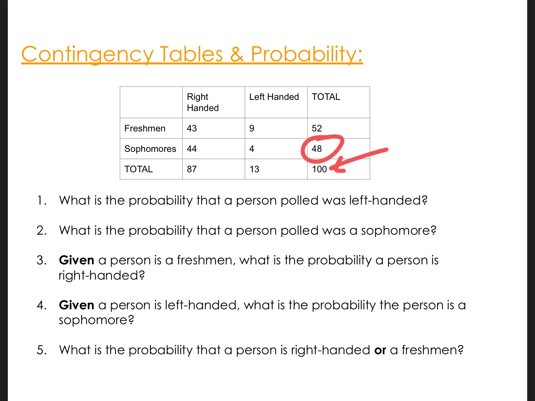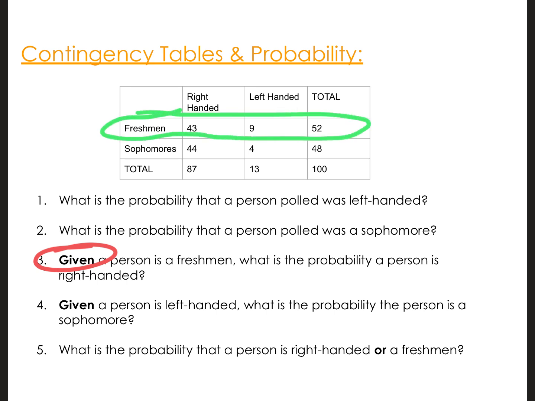Sophomores is 48 out of a total of 100. But as soon as they say "given," watch out. Pay attention to this now, because it's not out of 100 anymore. When they say "given," this is called a conditional probability. On the condition that a person has to be a freshman, what that means is you narrow it down and circle just the freshman and you only use these 3 numbers. Do you get it? It can't be out of 100 if you're going to only use those 3 numbers. That's what they mean when they say "given it has to be a freshman." They're narrowing it down to just those 3 numbers.